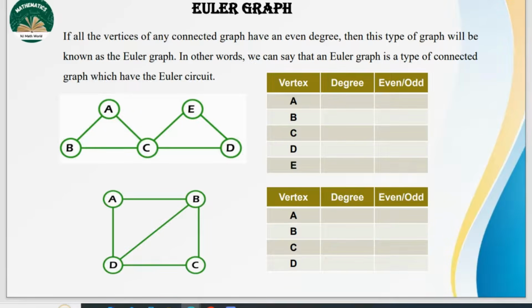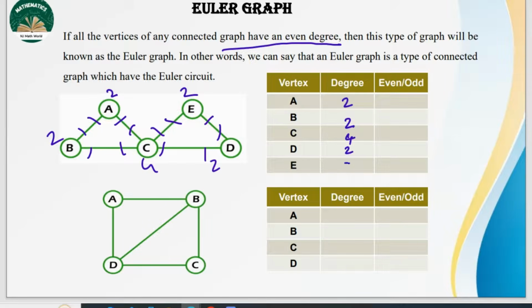What is an Euler graph? An Euler graph is a connected graph in which every vertex has an even degree. So all the nodes should have even degree. Here A is 2, B is 2, C is 4, D is 2, E is 2. So all these are even. If it has all even degrees, it is called an Euler graph.